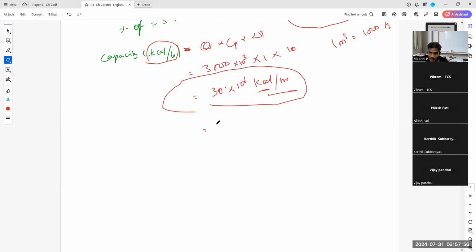Kcal is very, very important. Sometimes you forget. Sometimes they ask calorie per hour also. 30 million kcal per hour. 1 kcal is equal to how much calorie? Only calorie. 1000. 1 kcal equals 1000 calorie per hour.